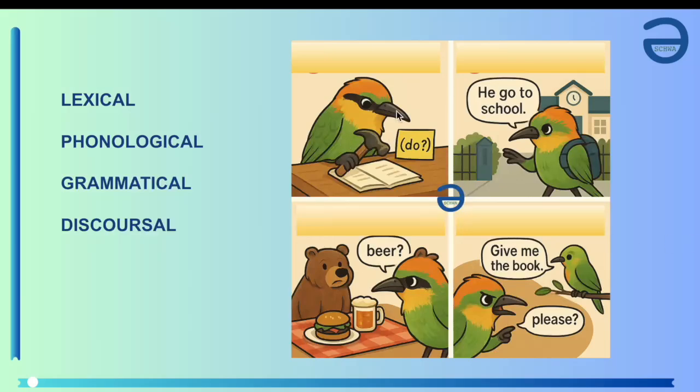Now take a look at this one here. The bird is trying to make something here. It looks like his homework, and the word in question is "do." So do we do homework or do we make it? We do homework. And this might be a lexical challenge for languages in which homework is associated with the word "make" in their language. So this is a lexical feature or lexical error for learners.